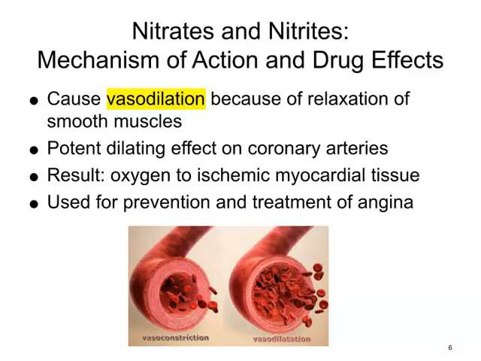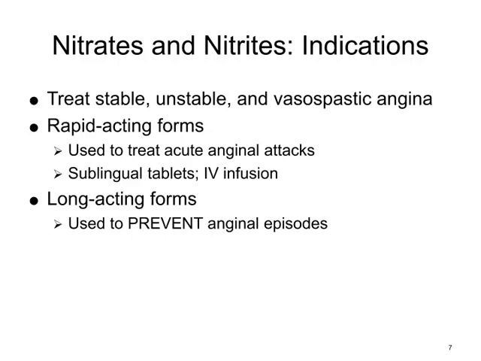So these nitrates and the nitrites, they are used for acute treatment of angina as well as the prevention of angina. So the indications for use of these medications, as we've sort of been talking about already, is the treatment of our stable anginas, treatment of our unstable anginas, and also of the Prinzmetal. So all three types of angina can be treated with this medication.